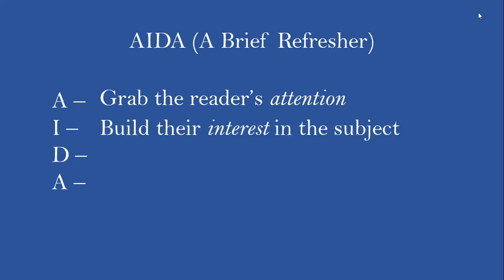Then you want to build the reader's interest in the subject itself. Remember here, with I and D being desire, we've got two fairly intertwined components. When we're talking about building their interest, you're providing information about the subject itself. In this case, that would be you as a job seeker. So you're providing more information about something like your education or your previous professional experience, activities that you've been involved in, whatever it is, something that makes you stand out and makes you qualified.